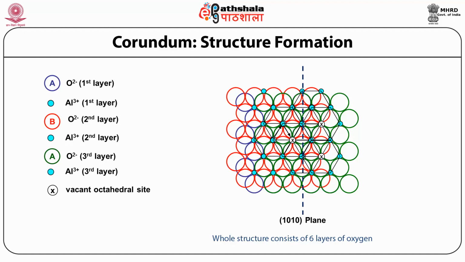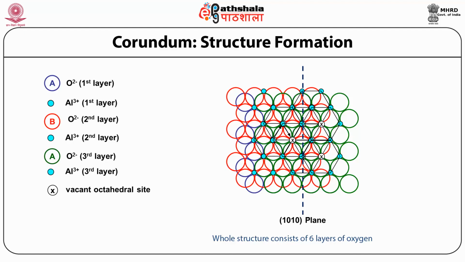So this plane is represented by the dotted line, and here you can see that the blue colored circle corresponds to O2- atoms of the first layer, whereas the blue colored filled small atoms correspond to Al3+ present in the first layer. So in the first layer there are blue colored A atoms with small blue colored filled Al3+.